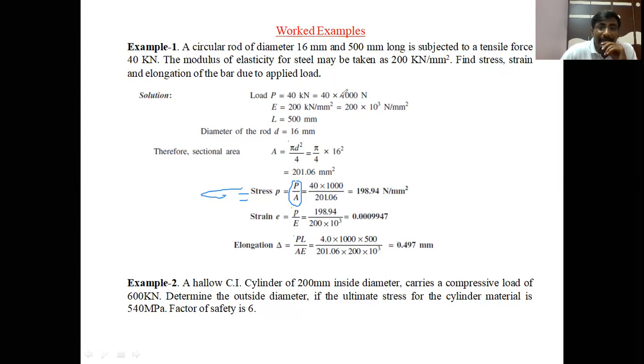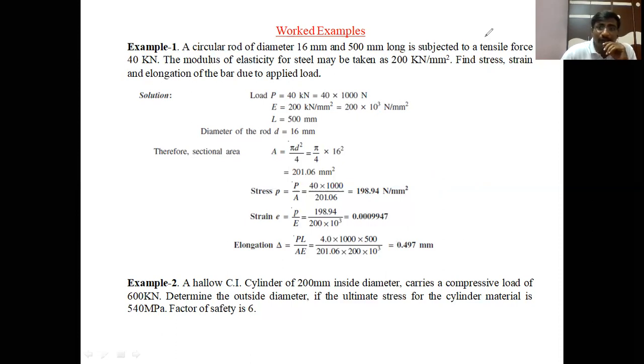Here the load is given as 40 into 1000 newtons. 40 into 1000 divided by the area which we calculated, that is 201.06 millimeter square. Finally we get the stress developed in the circular rod as 198.94 newtons per mm square. Newtons per mm square is also represented as megapascals. Clear? Newtons per mm square is also represented as megapascals.